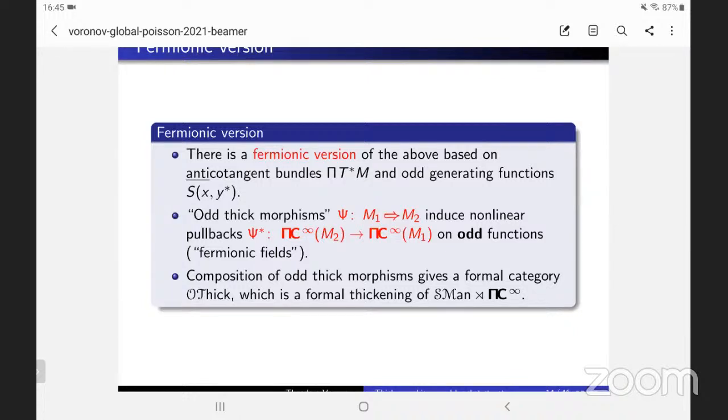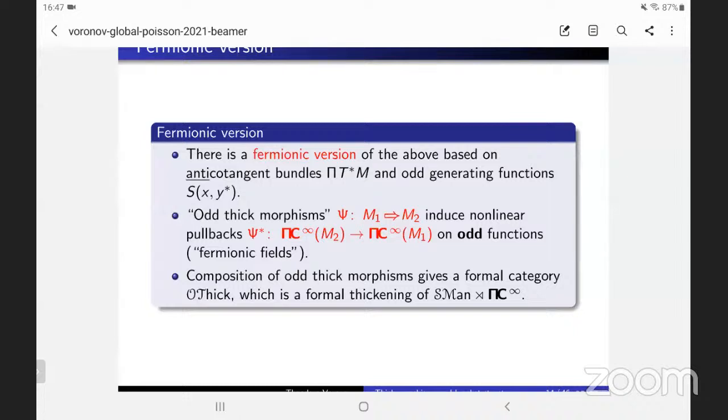Here the difference is that even thick morphisms, the ones that I was speaking about before, act on even functions. Why do we need to distinguish between even and odd functions? Because they have different commutation properties. So the behavior of x and xi: if x is even and xi is odd, x squared is something, xi squared is zero. So you cannot apply the same nonlinear mapping uniformly to even and odd arguments. So we need to distinguish. Thick morphisms based on T star M work for even functions, the bosonic case. Thick morphisms which can act on odd functions are based on pi T star M. So we have two different thickenings of ordinary morphisms.